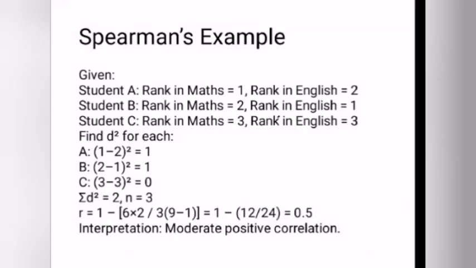So to interpret this, this is a moderate positive correlation, because I remember I said if it's close to 1, that's positive. If it's almost close to -1, that's negative correlation.